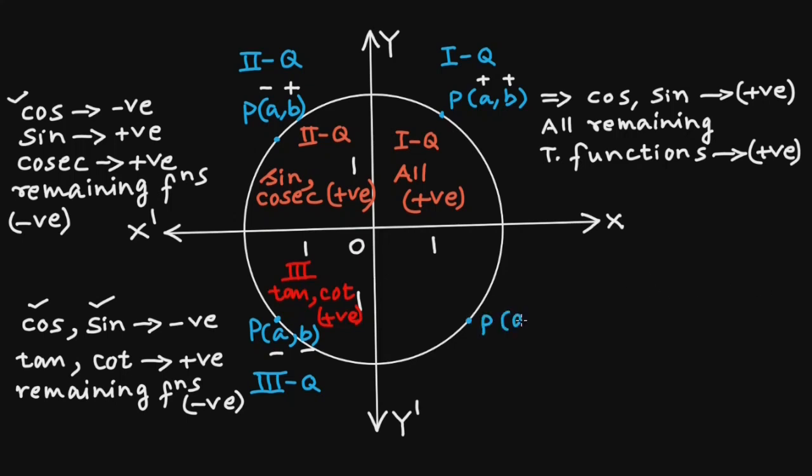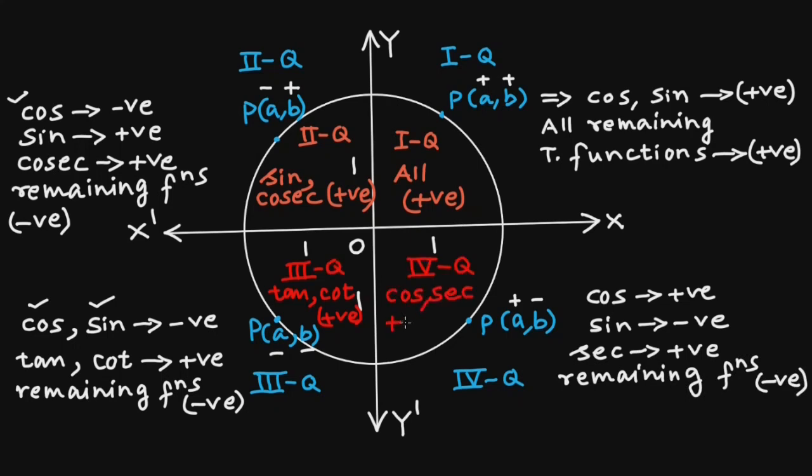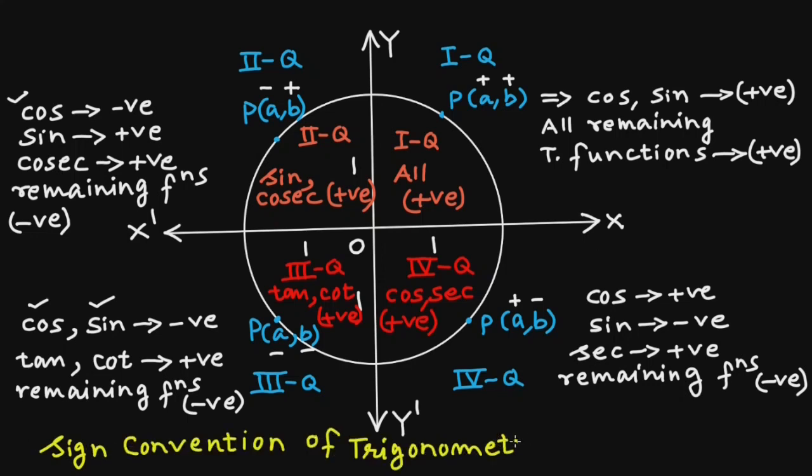If point P (a, b) lies on this unit circle in the fourth quadrant, a will be positive and b will be negative. Therefore, cos will be positive, sine will be negative, sec will be positive, and all remaining functions will be negative. So in the fourth quadrant, cos and sec are positive and the remaining trigonometric functions will be negative. So, this is the sign convention of trigonometric functions in different quadrants.